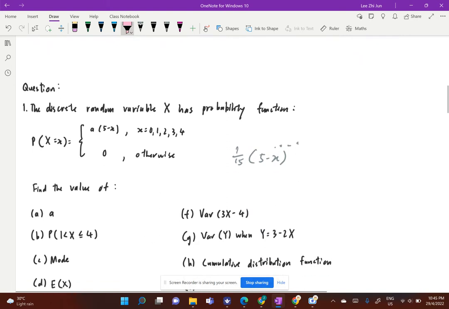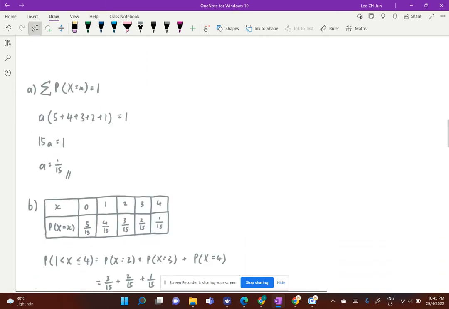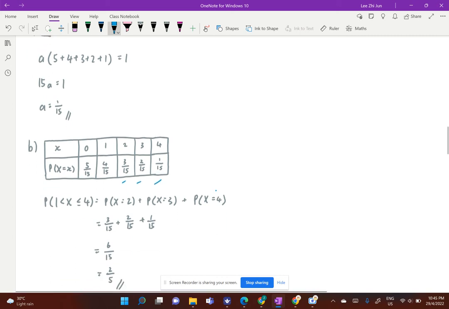So the probability P(1 < X ≤ 4): the probability you need to find does not include 1, but does include 4. So you need to find X equals 2, X equals 3, and X equals 4. So 3 per 15 plus 2 per 15 plus 1 per 15. So I will get 6 per 15, or you can simplify it as 2 per 5.